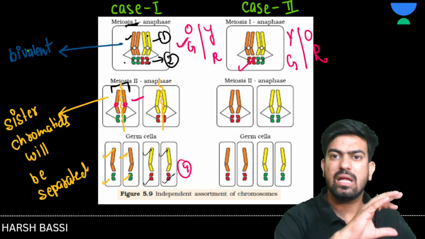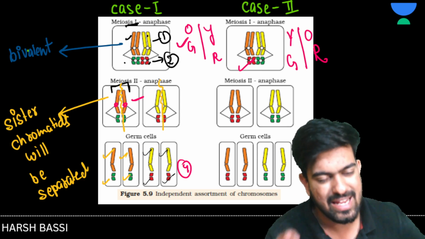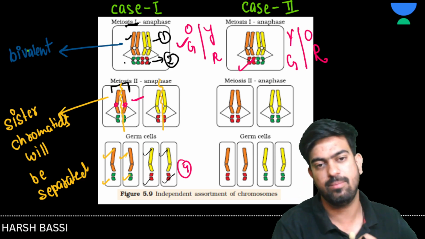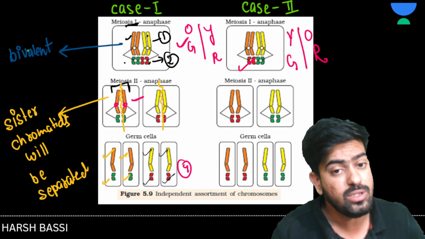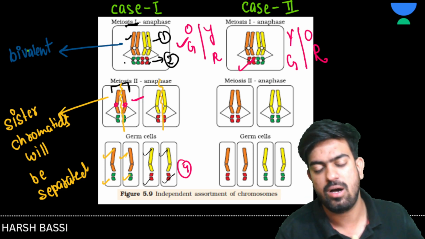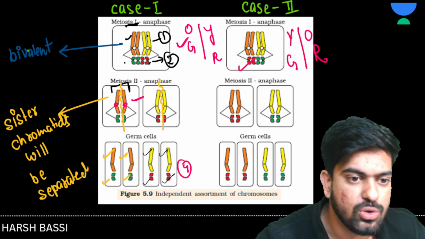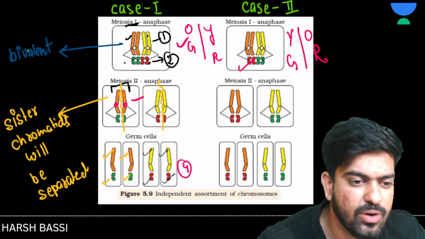So these were the things which were explained by Sutton and Boveri, but they couldn't give the experimental proof. To give the experimental proof, we have to call T.H. Morgan. Okay, to give the experimental proof, we have to call T.H. Morgan.